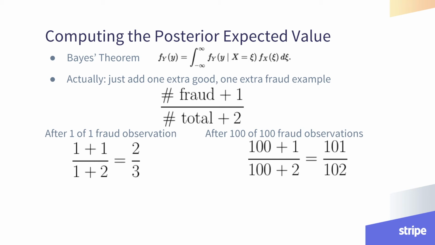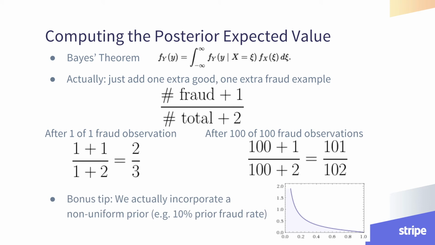So going back to our example from earlier, if you have one bad example, your posterior expectation is 2/3. Whereas if you have 100 bad examples out of 100, your posterior expectation is 101 over 102. And now we've captured this intuition that the more fraudulent examples you see, the higher score you get. And also we don't have empty variables now. If you have no examples, your average is half.